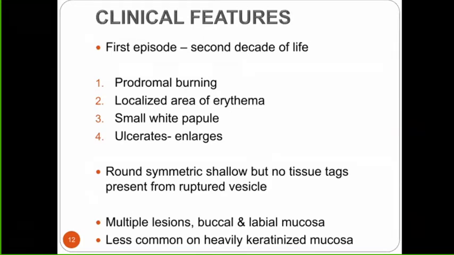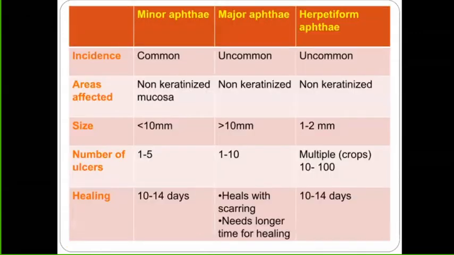And how are the ulcers? They are round, symmetric, shallow, but there are no tissue tags, and multiple lesions may be present or a single one, but the most common areas where they are present are the buccal and the labial mucosa, and they are less on the keratinized mucosa. This is a very important feature of aphthous ulcers, that they will never occur on keratinized mucosa but always on the mobile mucosa, which is labial and buccal. So this will help us to differentiate other conditions from aphthous ulcers.